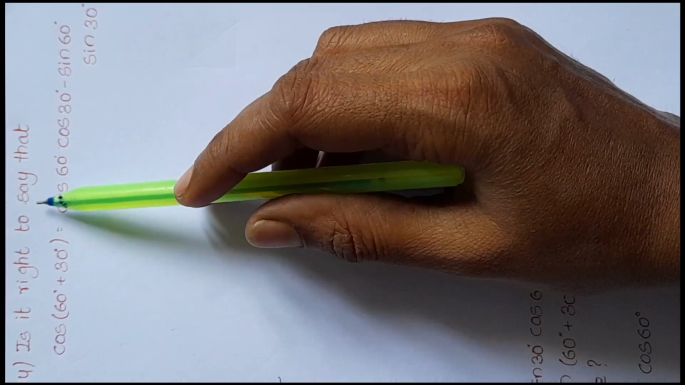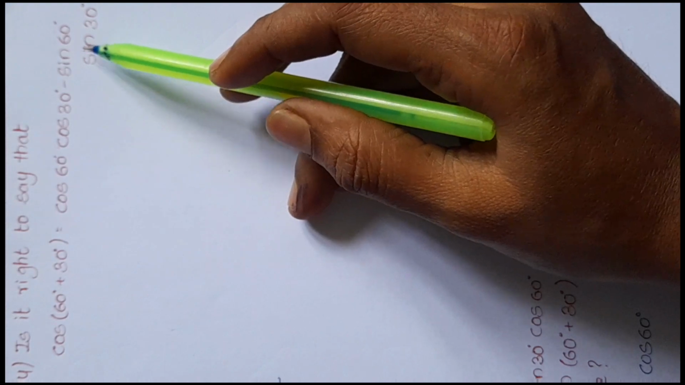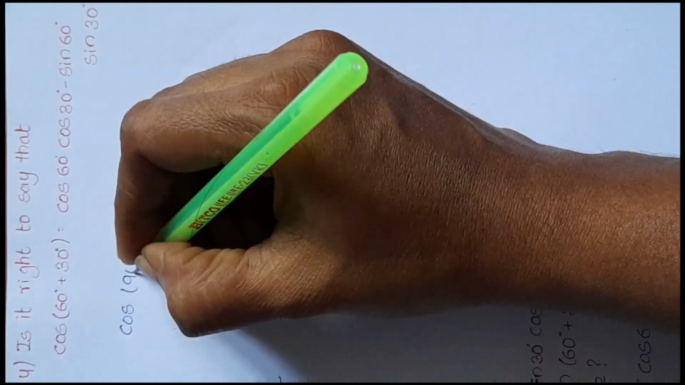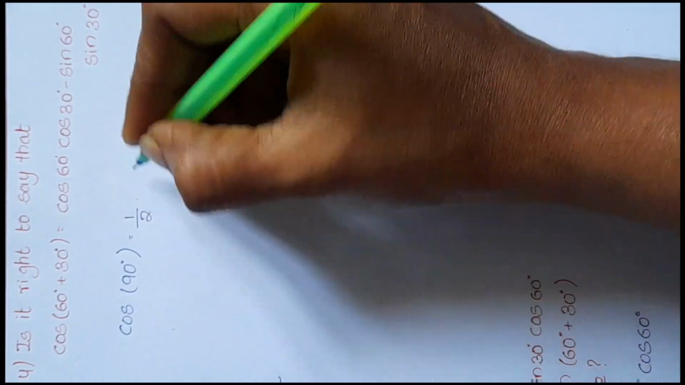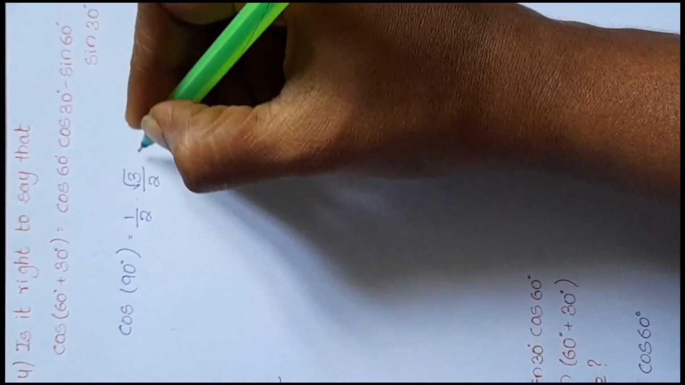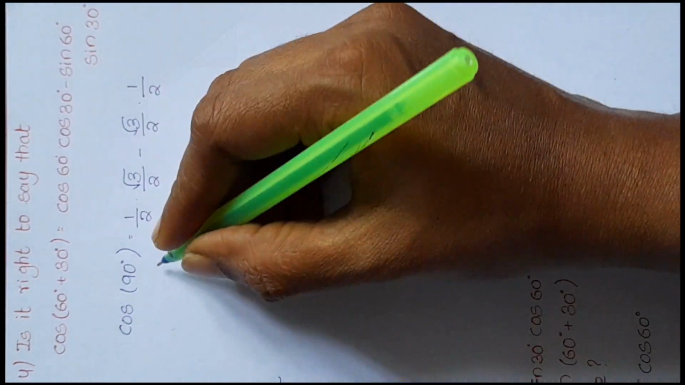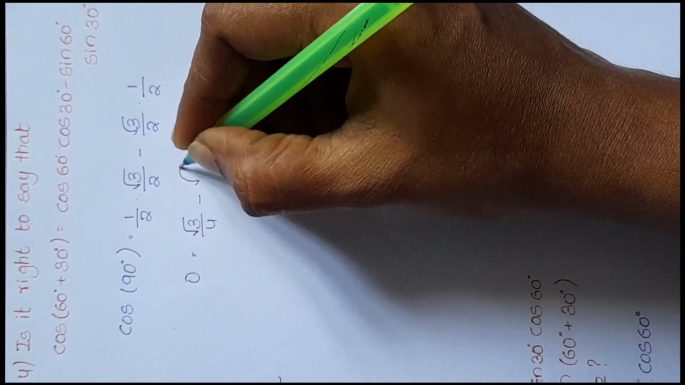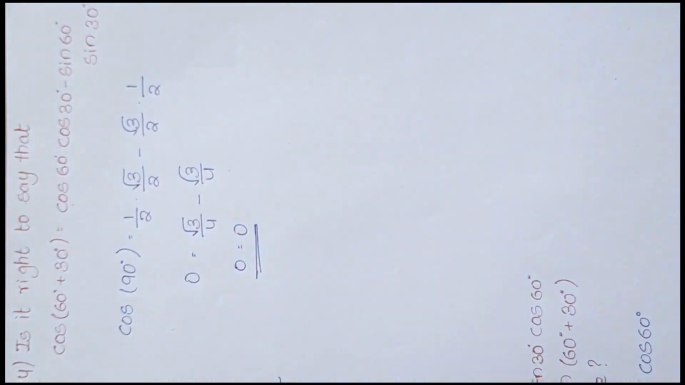Fourth question, is it right to say that cos 60 plus 30 degrees is equal to cos 60 cos 30 minus sin 60 and sin 30? Cos 60 degrees plus 30 degrees is cos 90 degrees and cos 60 degrees value is 1 by 2. Cos 30 degree value is root 3 by 2 minus sin 60 value is root 3 by 2 into sin 30 value is 1 by 2. Cos 90 value is 0. So root 3 by 4 minus root 3 by 4, 0 is equal to 0. We can say that this is true.